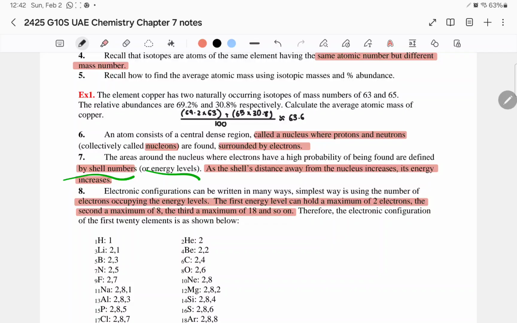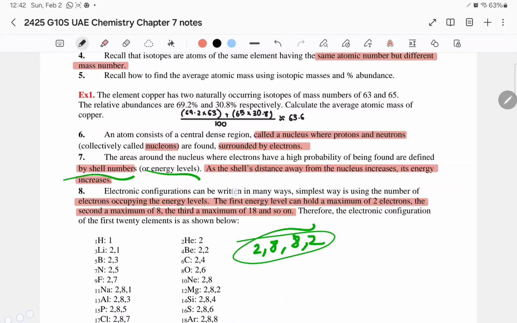Now, another thing is that electronic configurations can be written in many ways. The simplest way is the way I personally prefer to do it. There are two ways that we know of for this grade. Writing it as 2, 8, 8, 2, let's say, this is calcium, 20. So how do you write it?